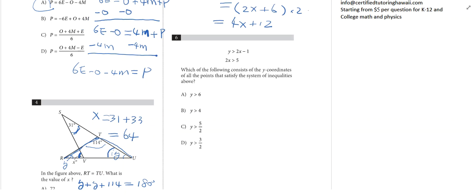Okay, let's look at number 6. Which of the following consists of the y coordinates of all the points that satisfy the system of inequality above? Okay, so when you do this one, you think about it here.